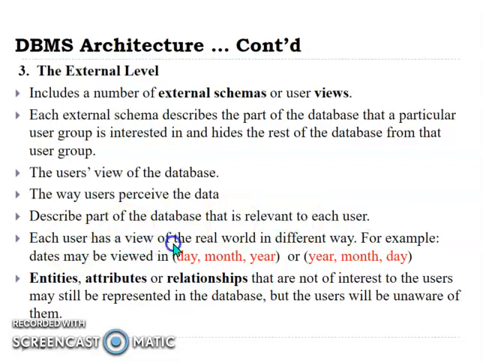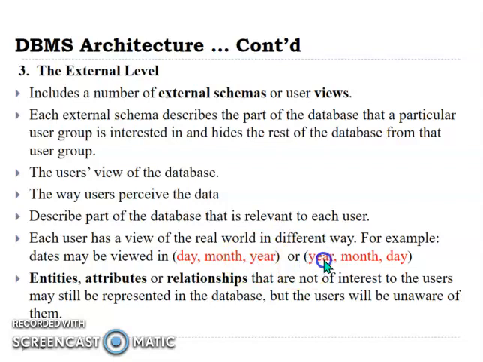Each user has a view of the real world in different ways. For example, a date may be viewed as day, month, year, or month, day, year. By this means, the user can view the data stored in the database. There are two options, maybe: day in the first column, month in the second, year in the third.